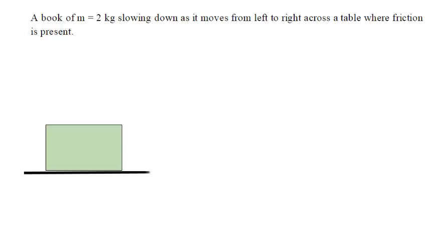A book with a mass of 2 kilograms is slowing down as it moves from the left to the right across a table where friction is present. Well, I know my book is 2 kilograms. But now let's take a look at what the question gives us.